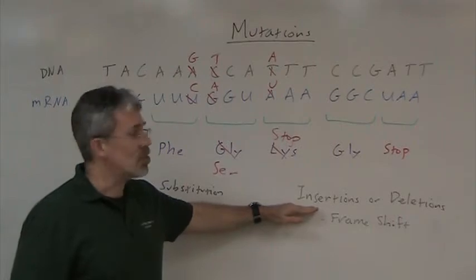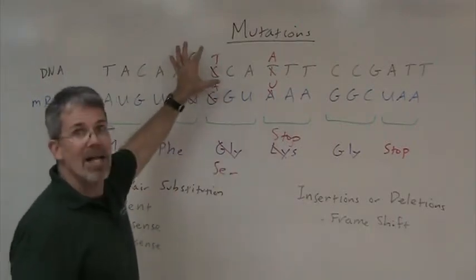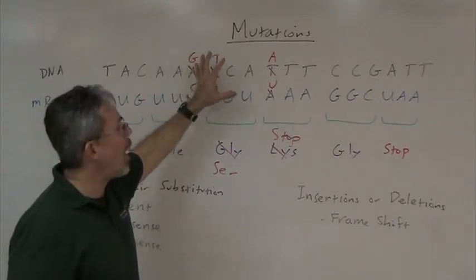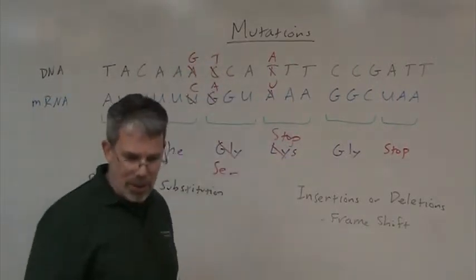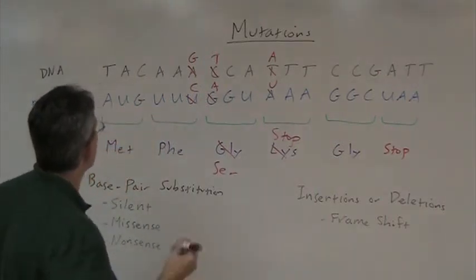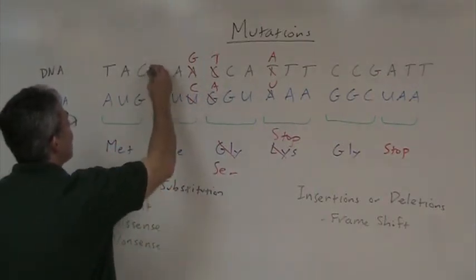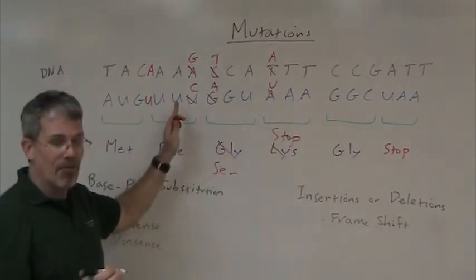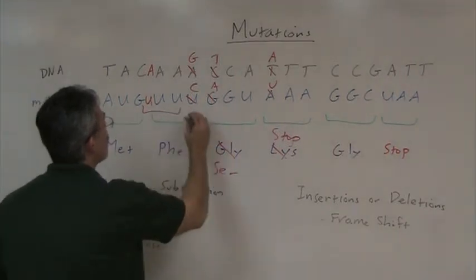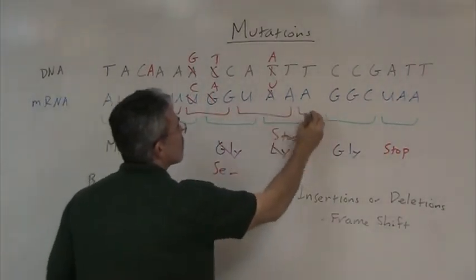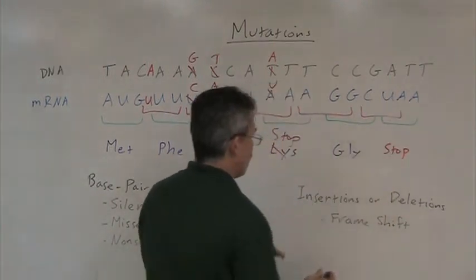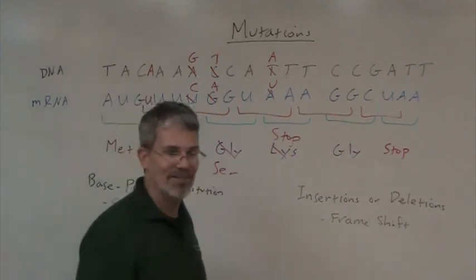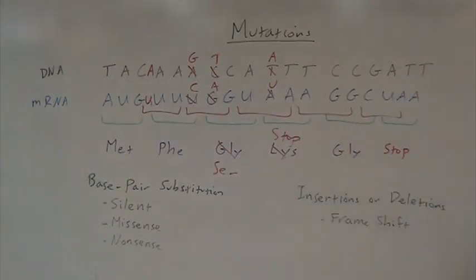Now, insertions or deletions. Insertion means you add a new nucleotide. A deletion means you take one away. Now, let's just throw in an insertion and see what happens. Well, let's just put another A here, and that becomes a U here. Well, guess what? We've now shifted every codon over by a letter, and we refer to this as a frame shift mutation. And every amino acid from that point on is going to be potentially different. So these are some examples of point mutations.